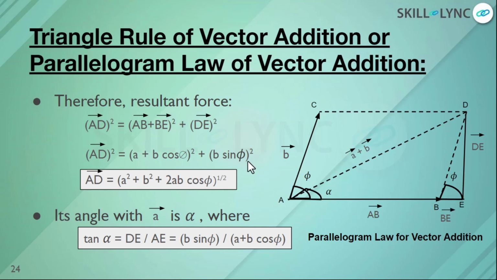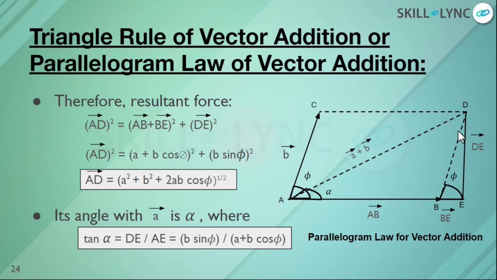Again, we need to understand this in a better way. AC is vector B, so this is angle phi, and this would also be angle phi. Therefore, by using trigonometry rules, we can say that vector BE is equal to B cos phi. Further, vector DE can be represented in the same manner. Considering triangle DBE and applying trigonometry rules, DE can be written as B sin phi.